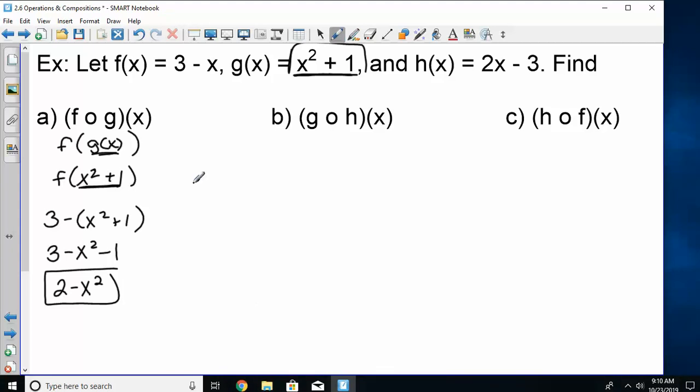All right, so on B, g composed with h of x. That means g of h of x. Start on the inside. What is h of x? So now we have to plug that into g. So 2x minus 3 squared plus 1. Then we have to FOIL.